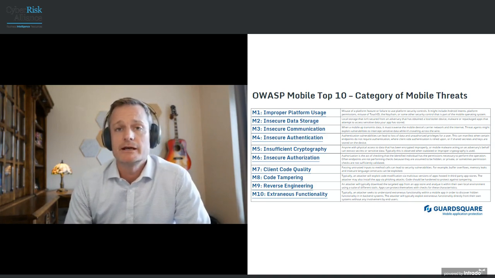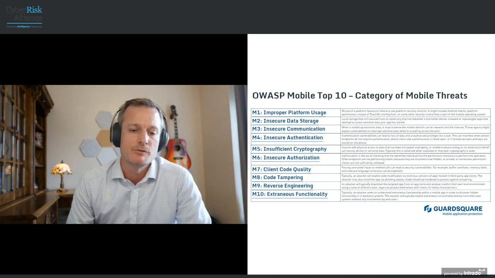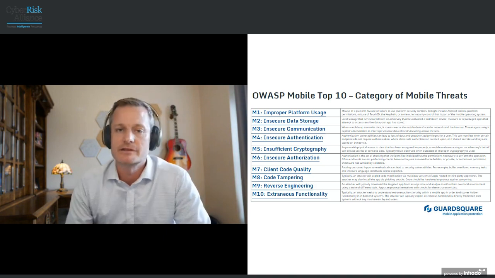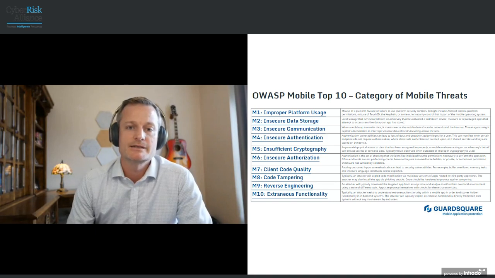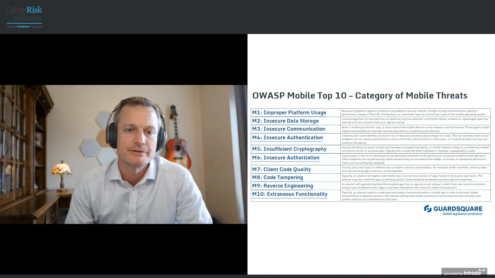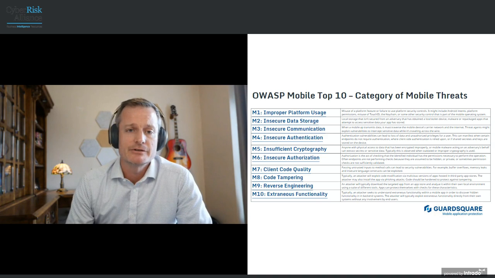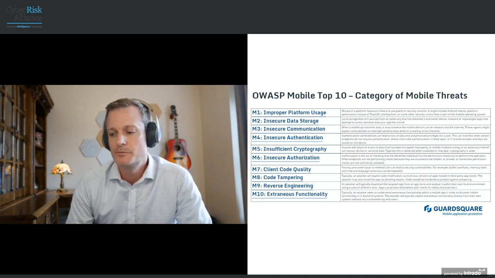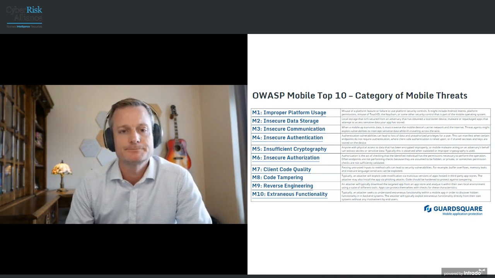Insecure authorization, so kind of a counterpart to authentication. This is more around permissions control and making sure your app is correctly validating permissions and not just assuming that authentication is taking care of everything. You want the concepts of access control and least privilege to be reinforced even through the client application. Code quality can be a vector of security threat: buffer overflows, memory leaks, those kinds of aspects.